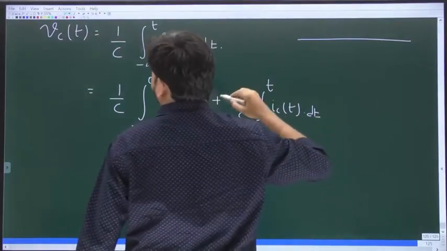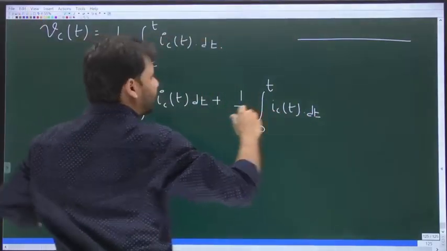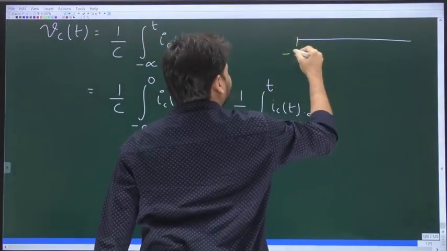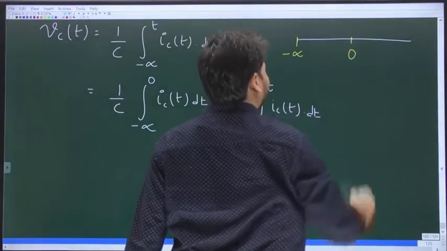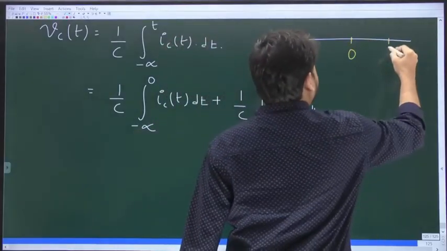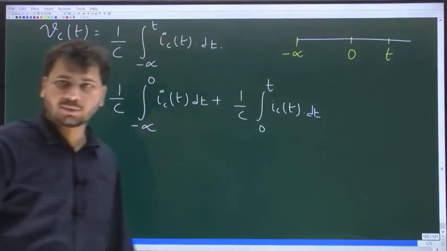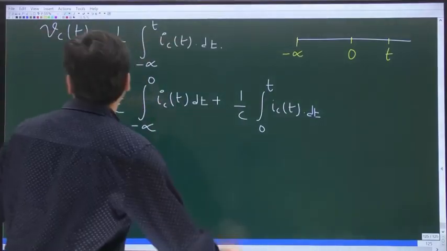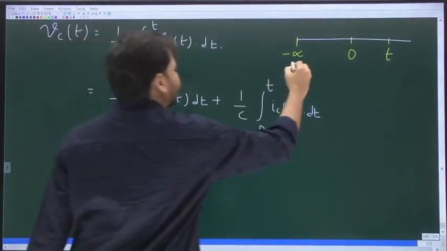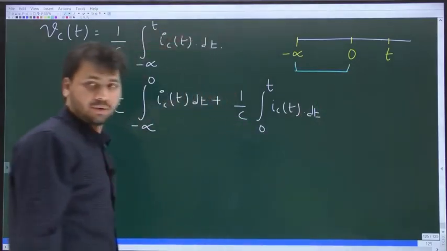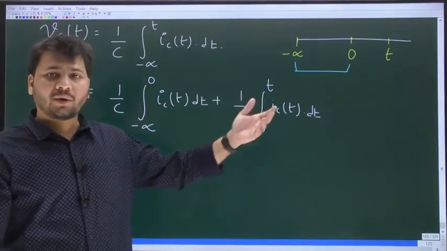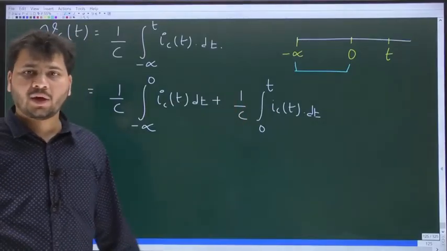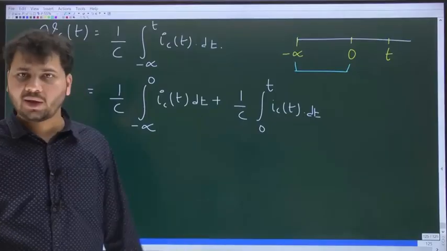So let's say this is the timeline. Now in this timeline, let this be t equal to minus infinity. Let this be t equal to 0. And let this be t. Now, from minus infinity to 0, our circuit starts at t equal to 0. But for the capacitor, anything can happen for t less than 0.